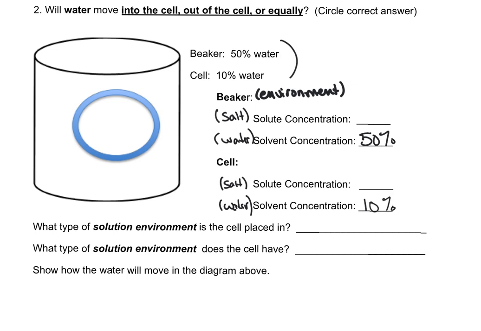All right. So what I need to do is figure out the solute concentration. And so here, this is all out of 100%. So if I have 50% water, that means I'm going to have 50% salt. If I have 10% water in my cell, that means I'm going to have 90% salt.